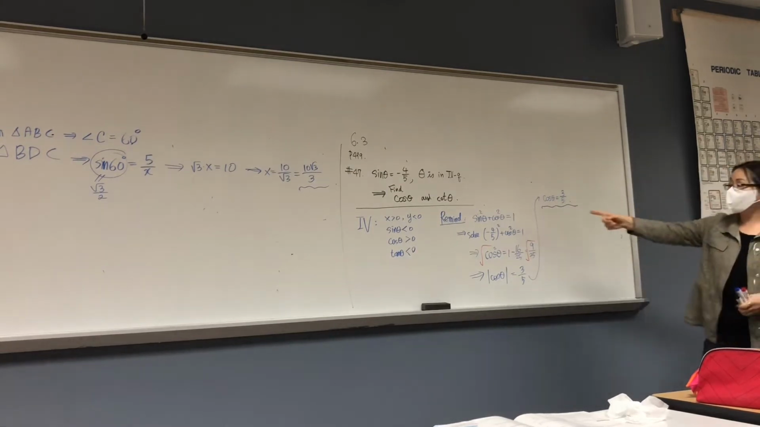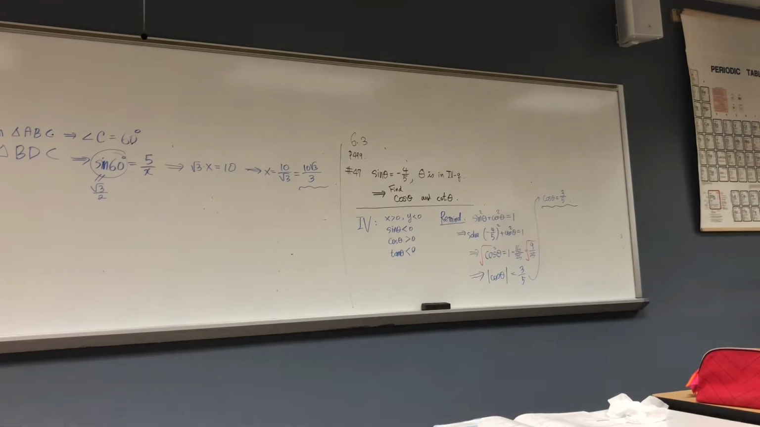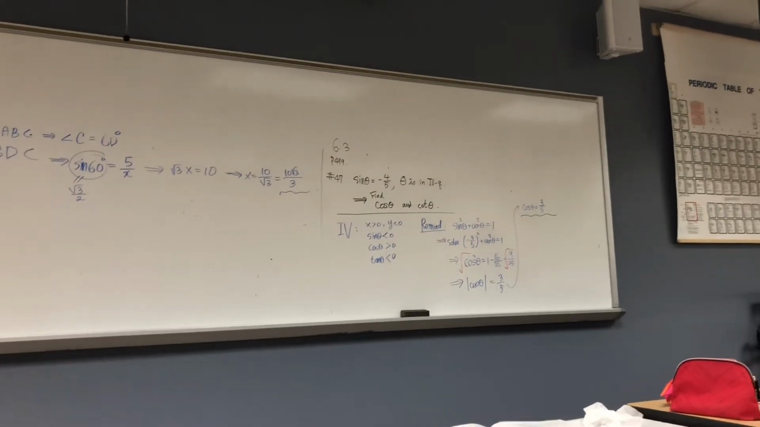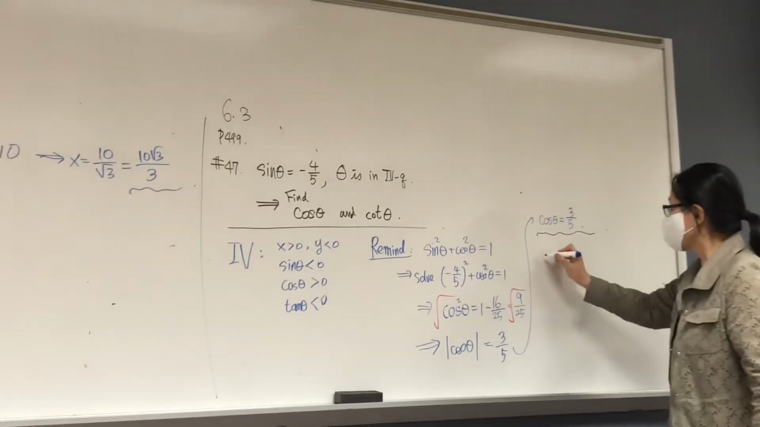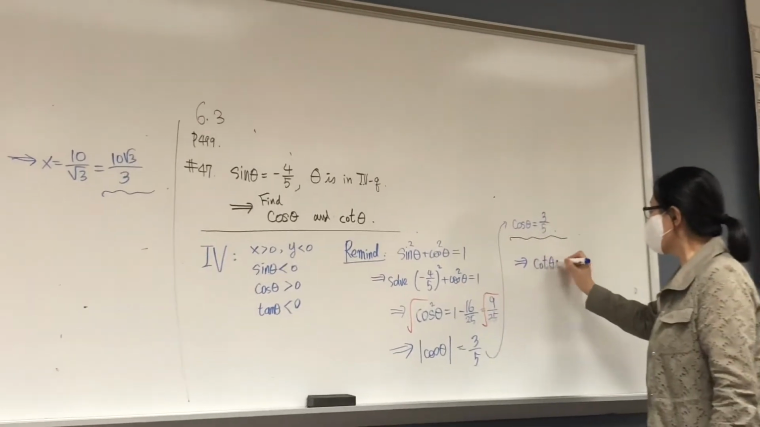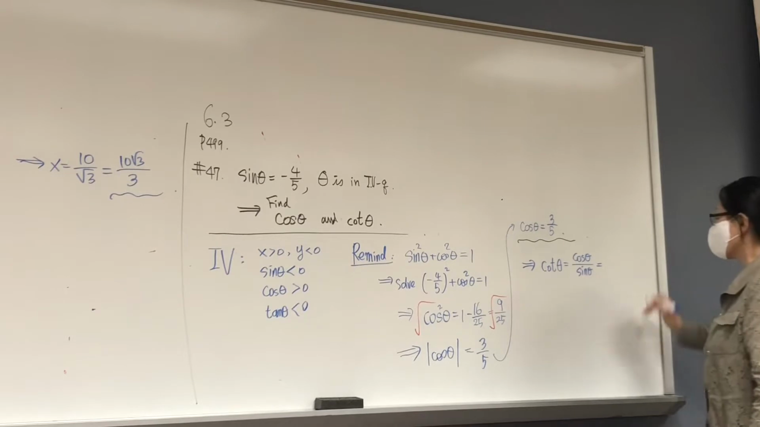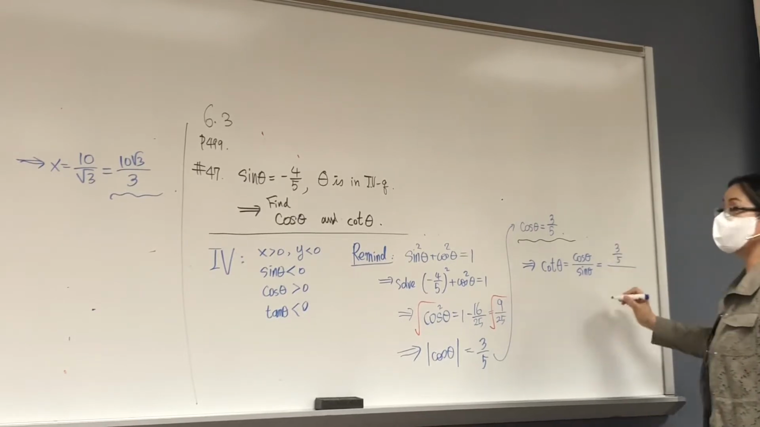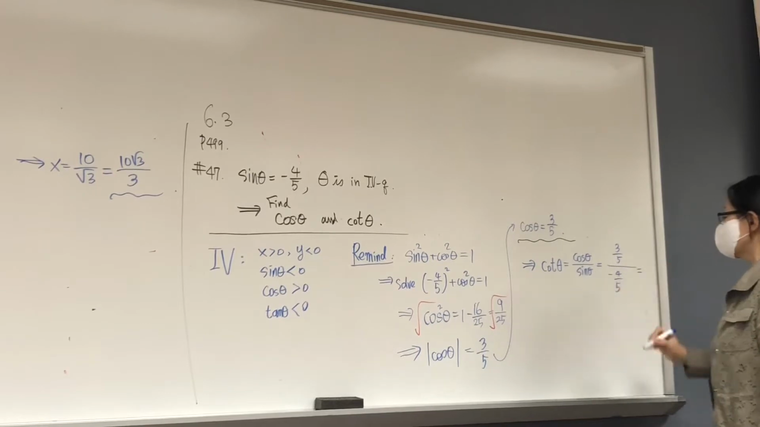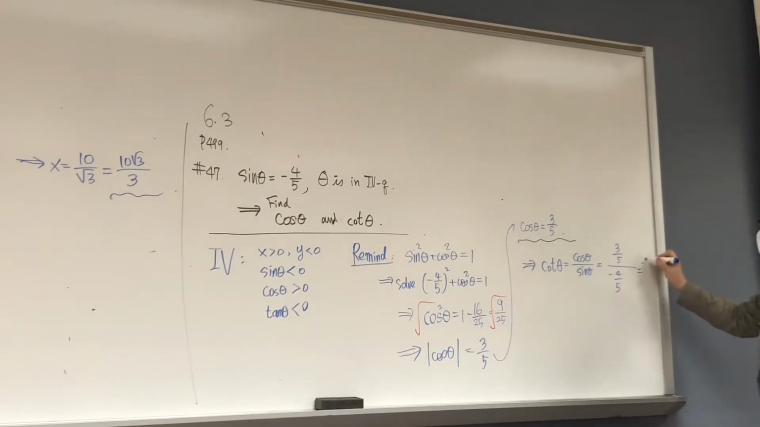Now, how do you figure out cotangent? What connection do you make? So far I know sine and I know cosine, right? Cotangent is what? Cosine theta over sine theta. So here, what is cosine theta? 3 over 5. What is sine theta? Negative 4 over 5. So, flip to multiplication. So what do you have? That's your answer for the cotangent value. It's good?